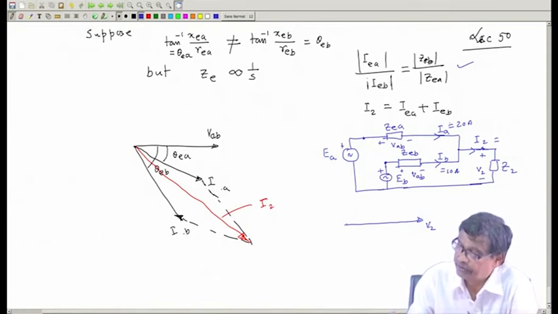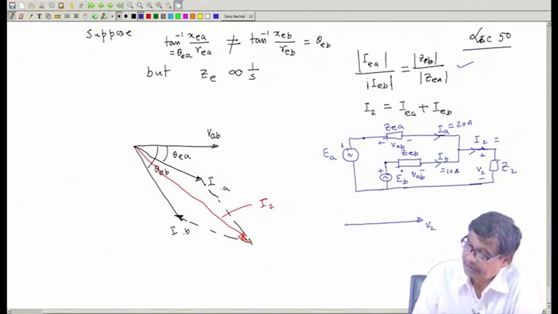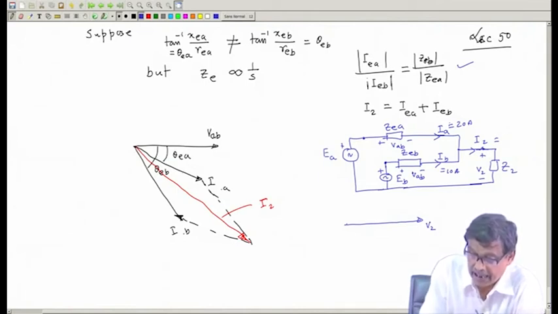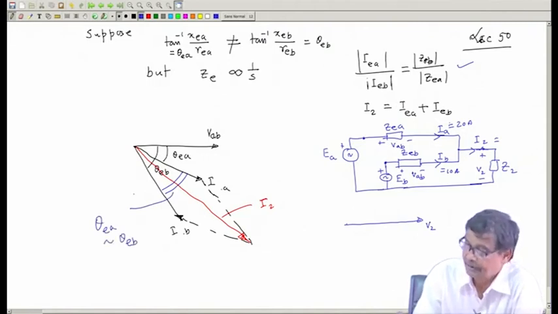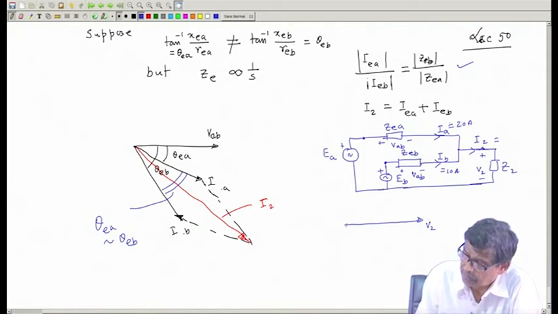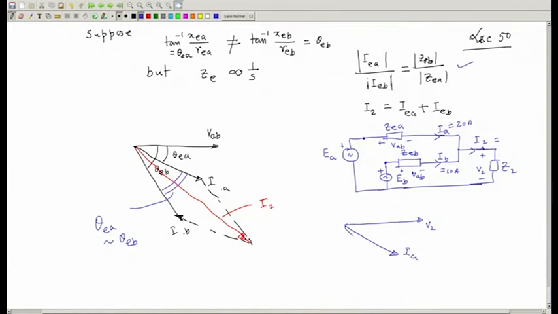But if you start drawing from V2, the angle between these two in this transformer is theta EA minus theta EB, is it? That will be the angle, IA and IB angle will be that one. So, suppose this current is IA and the other transformer current is IB, such that this angle is this one. Are you getting? Theta EA minus theta EB.